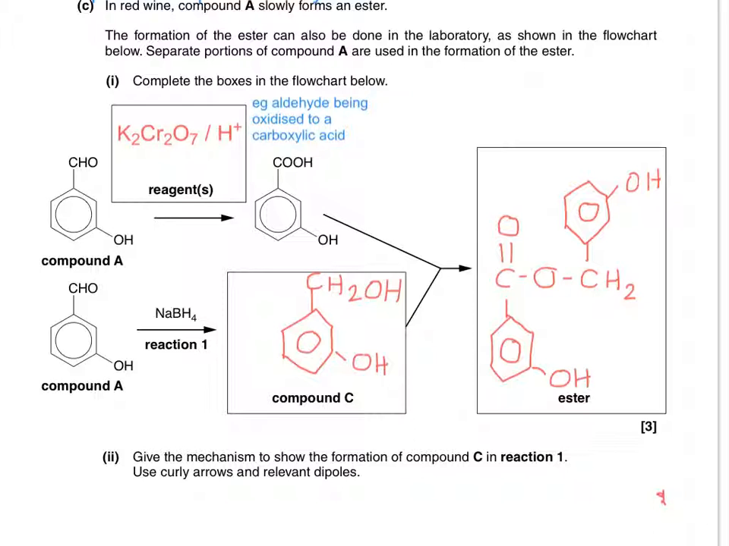So the next thing is to give the mechanism to show the formation of compound C. Now, like we said, it's a reduction. So obviously what you're thinking is nucleophilic addition using the hydride ion, because that's the mechanism that this compound, the reducing agent, actually uses.